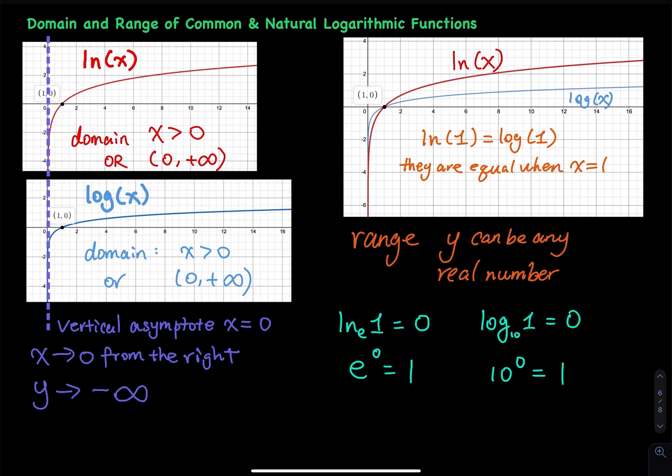So when x is between 0 and 1, y is negative. So y can be positive, negative, and 0. Therefore, y can be any real number. So that is the graph of Ln and Log and their domain. So we will need that when we deal with rational functions involving Ln and Log.